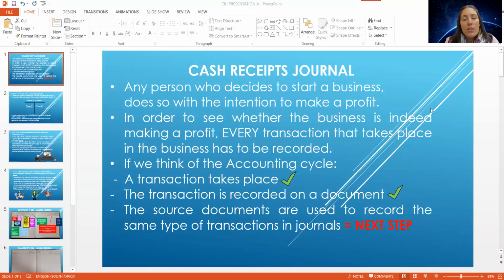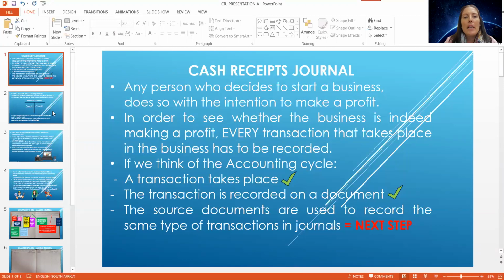Then we said every transaction that takes place, we need to record on a document. That is obviously for record keeping, and we spoke about source documents, where the client usually gets the original source document and the business keeps the duplicate one. So we worked with the source documents. That is step 2. Now we're going to look at step 3, where the information on the source documents is recorded in journals or subsidiary books. That is our next step.